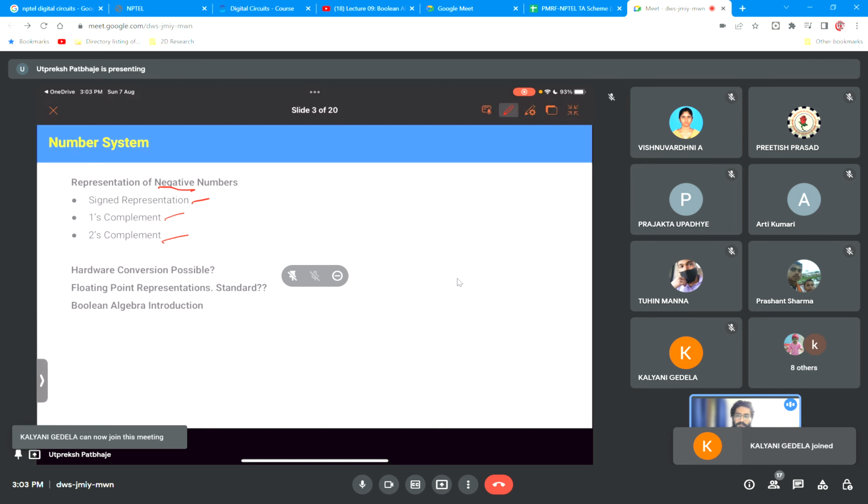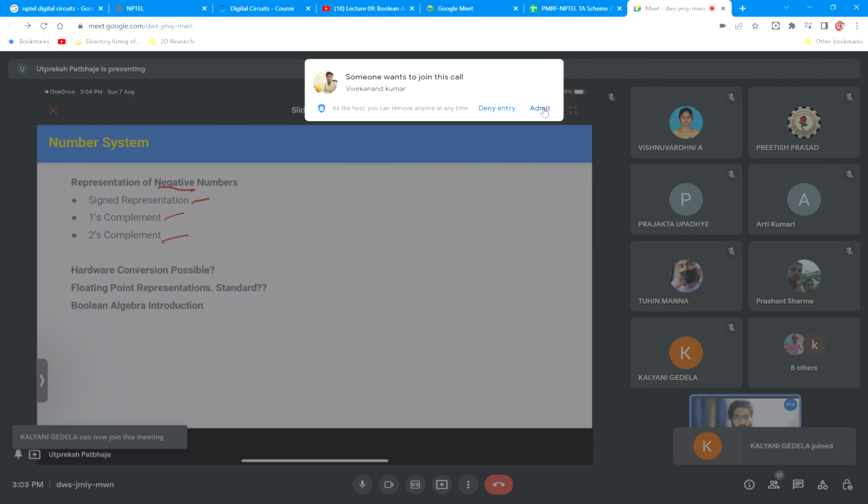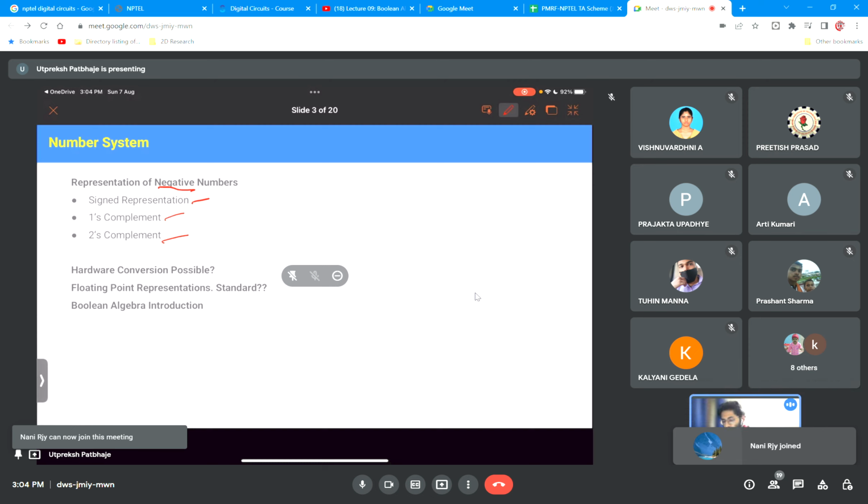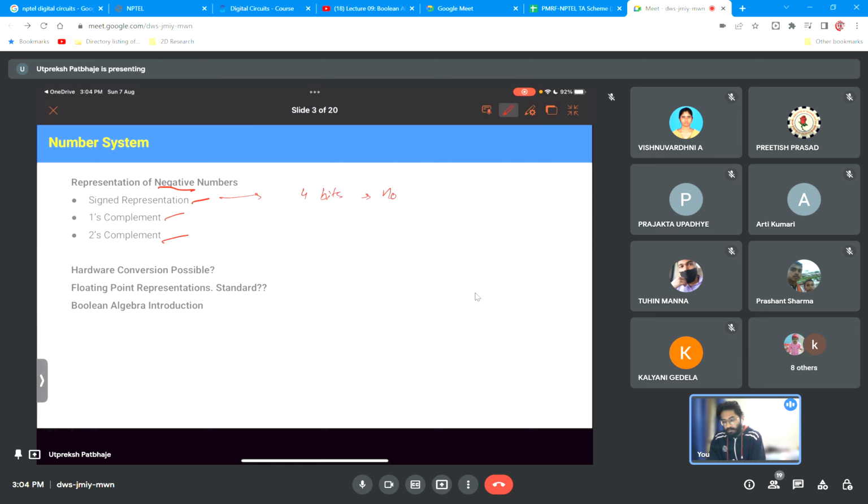Just a question to you guys. Suppose I have 4 bits to work with. How many bits can I really use when I'm using signed representation? Suppose I'm having 4 bits, how many are actually usable? You can type in the chat box. 3, yeah, correct. That is pretty straightforward.